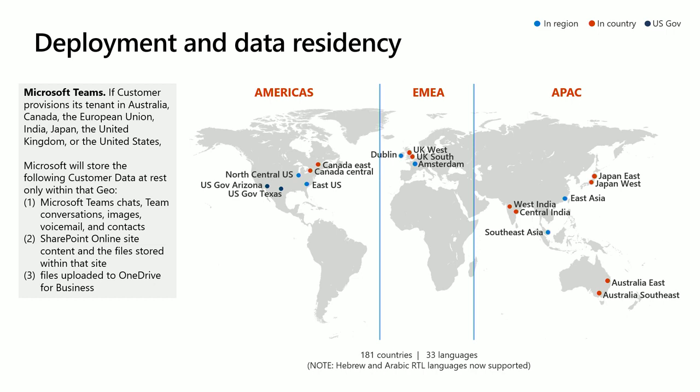So Teams chats, Teams conversations, images, voicemail, and contacts. SharePoint Online site content, all the files in a team is what that means, and the files uploaded for OneDrive for Business. So this is kind of a bird's-eye view. I guess you'd have to be a really high-flying bird to see this view. But anyway, it's the view of where the data lives inside Teams.